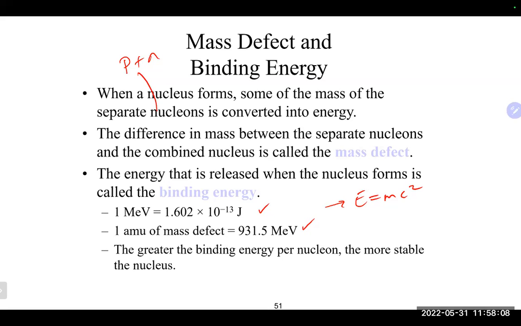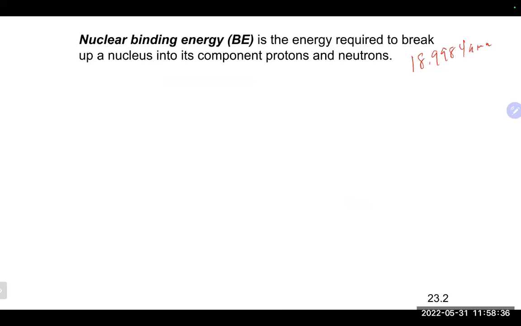1 mega electron volt is 1.602 times 10 to the minus 13 joules, and 1 AMU of mass defect is 931 mega electron volts. Binding energy, and more specifically binding energy per nucleon, is another measure of stability. So the greater the binding energy per nucleon, the more stable the nucleus is. So you could use binding energy per nucleon to help you determine stability.